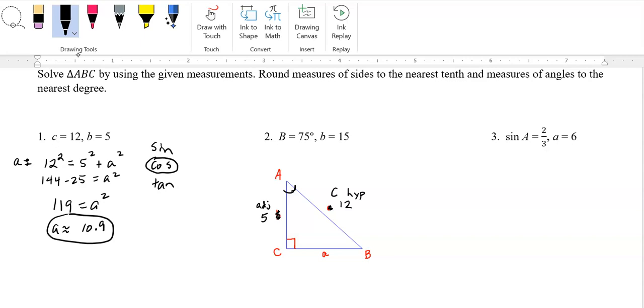So you could have chosen a different way. You could have gone down here for angle B, and now you're given the opposite side with the hypotenuse. So that would have been sine. Sine is opposite over hypotenuse. So you would have been correct either way.